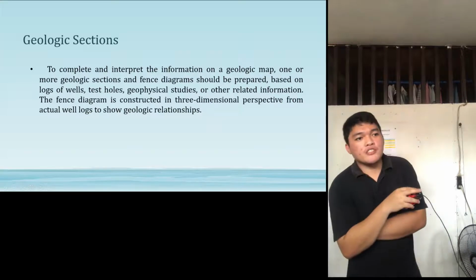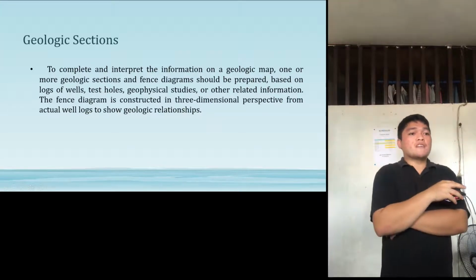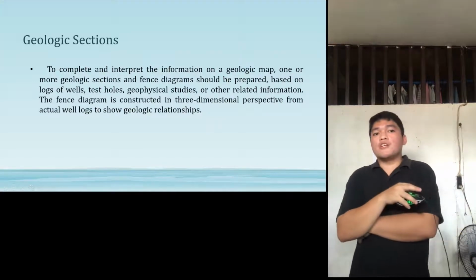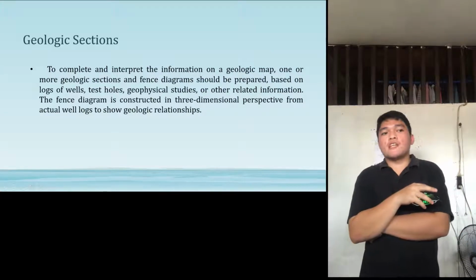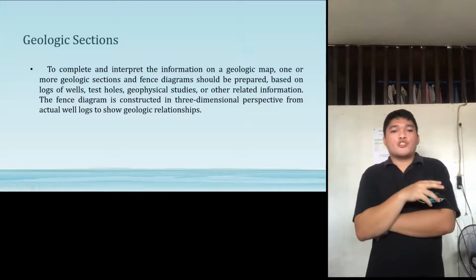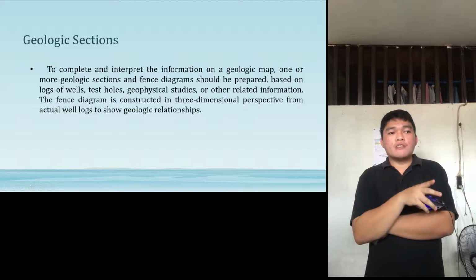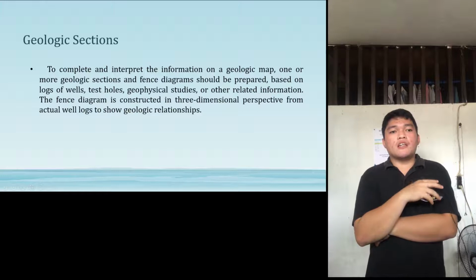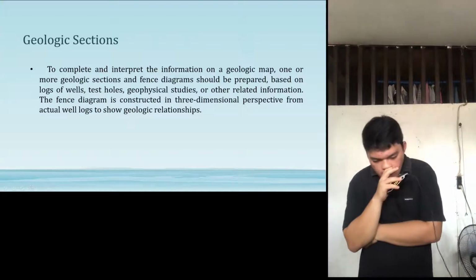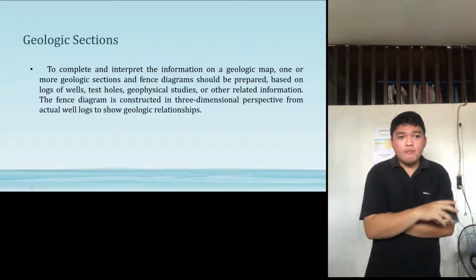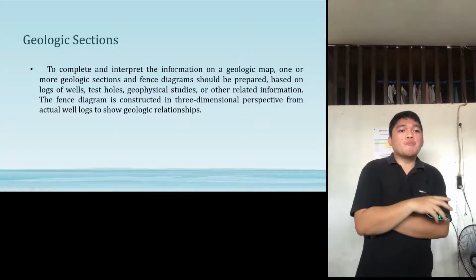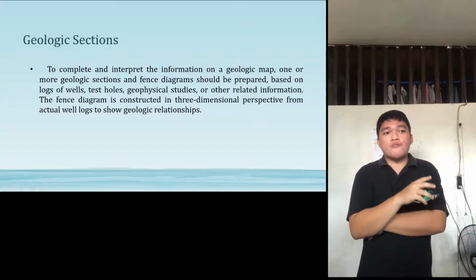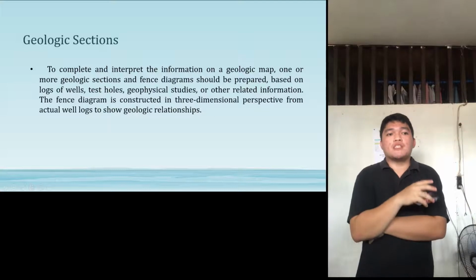Next, geologic sections. To complete and interpret the information on a geologic map, one or more geologic sections and fence diagrams should be prepared based on log of wells, test holes, geophysical studies, or other related information. So geologic sections should be prepared based on log of wells, test holes, and geophysical studies.